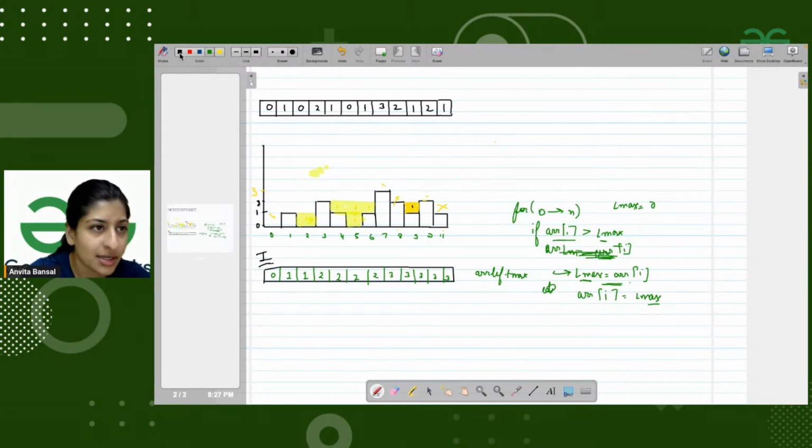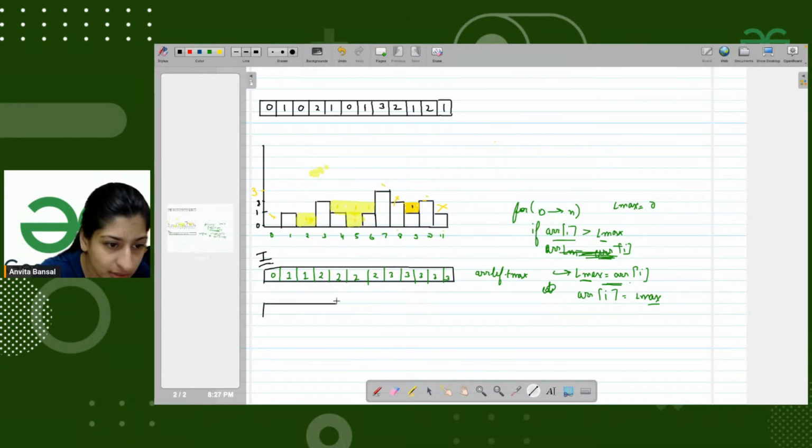Now, similarly, I am going to create another array to store the right max. How will I store the right max? Look here.